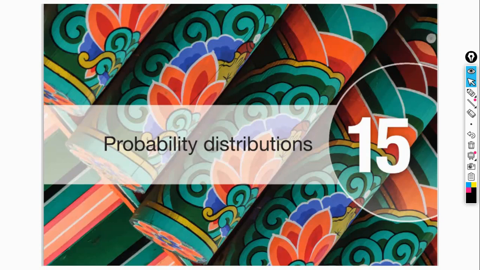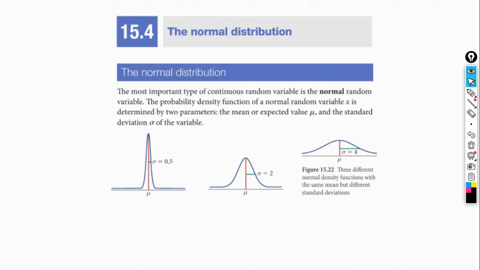Hi everybody. In this video we continue with chapter 15, probability distributions, and specifically section 15.4, the normal distribution. So the most important type of a continuous random variable is the normal random variable. The probability density function of a normal random variable x is determined by two parameters, the mean or expected value mu and the standard deviation sigma of the variable.